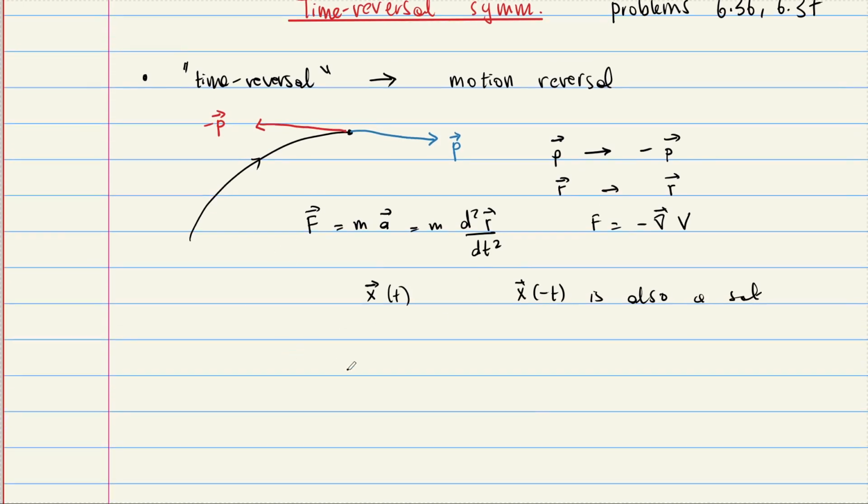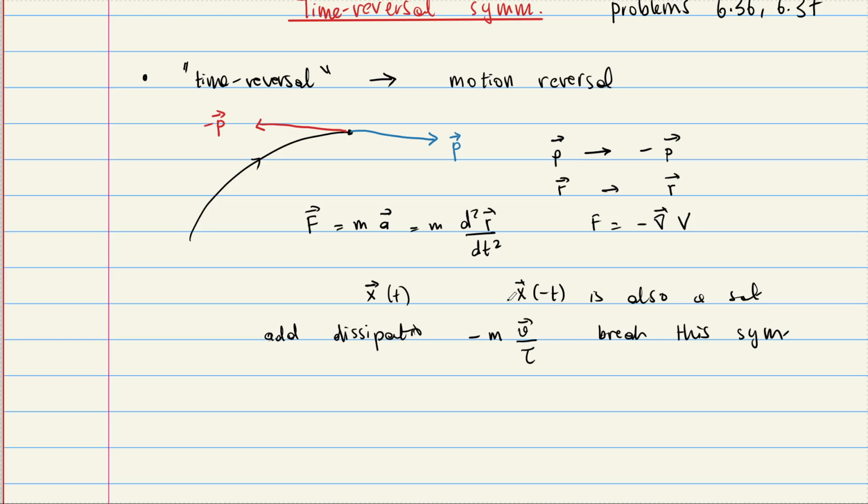And you should compare this. Suppose you add dissipation or friction, something like minus m v over tau. That's typically what we have for dissipation. This breaks the symmetry. So this is not the case anymore. x of minus t is not a solution anymore.